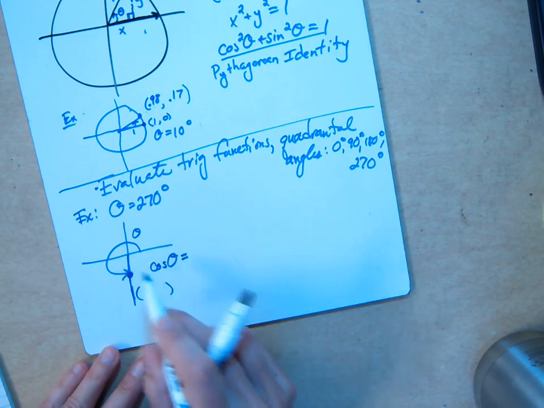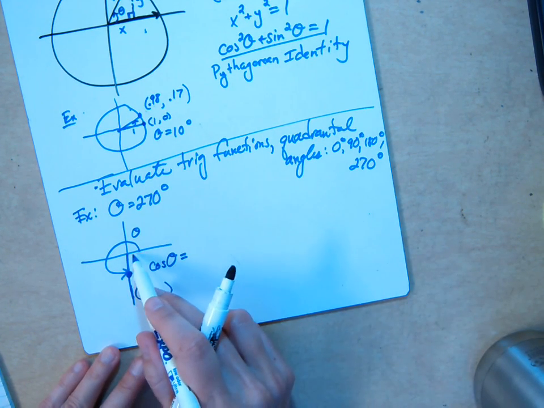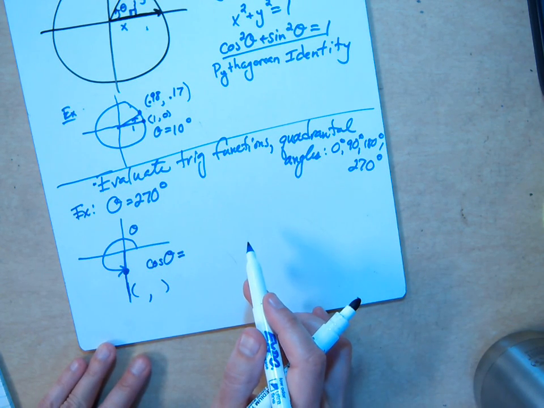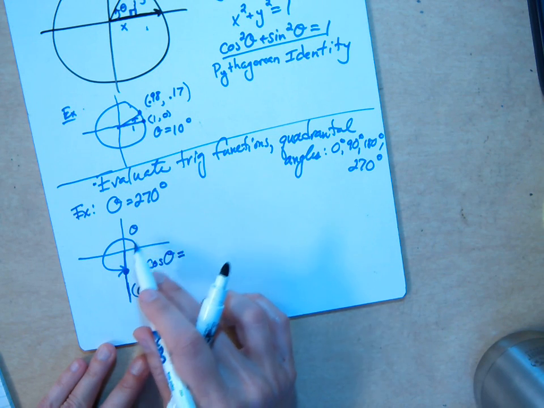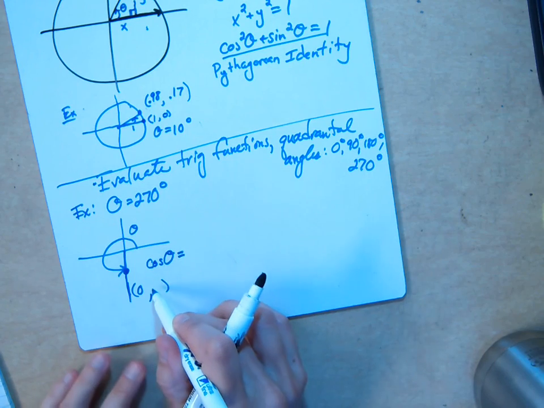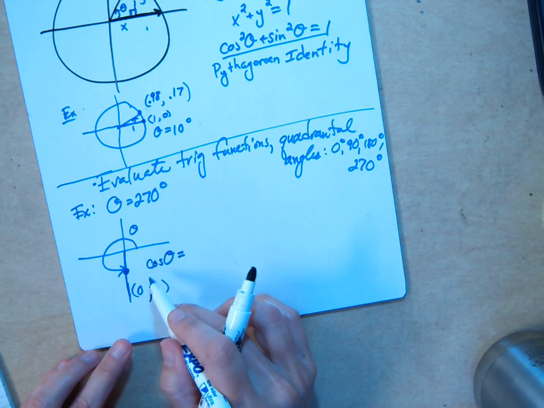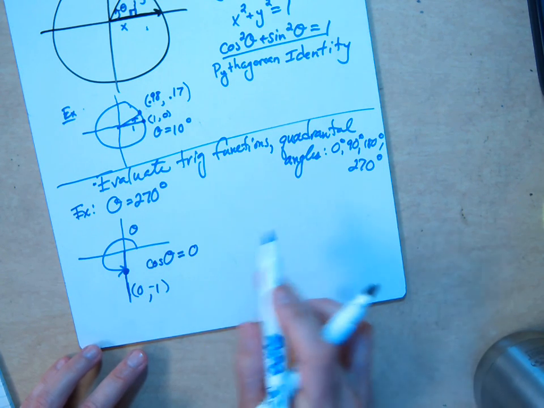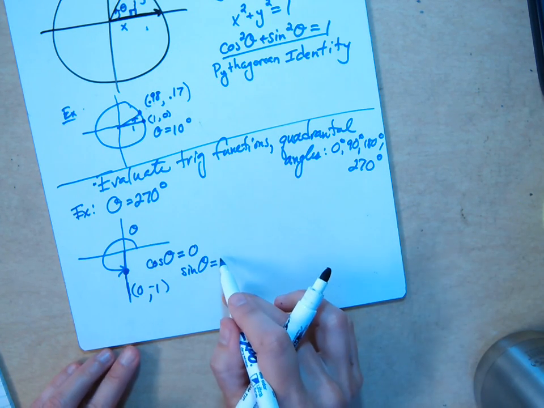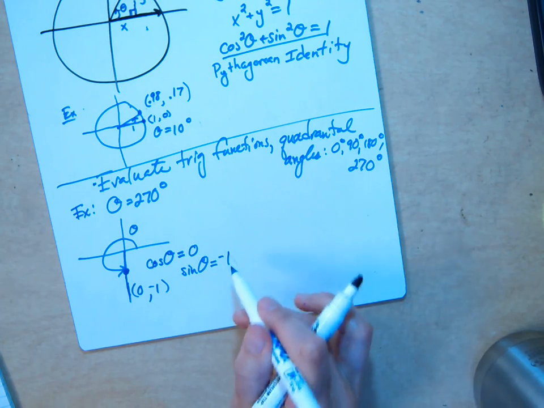So what is the x-coordinate for this? How far to the right do I move to get to this point? 0. And how far up or down? Think about the unit circle, right? -1. So the cosine of the angle is the x-coordinate, so that's 0. The sine of the angle is the y-coordinate, which is -1. And you could even check on your calculator. You could take the sine of 270. It's -1.